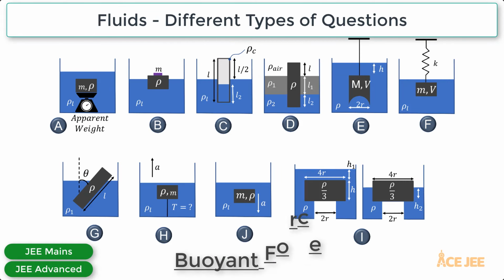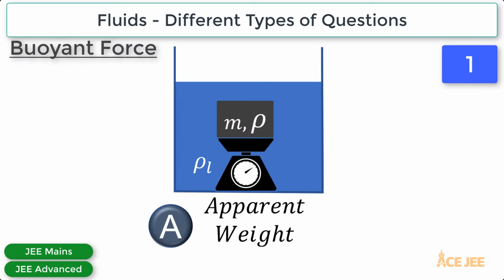Now let's talk about the questions involving buoyant force, whose magnitude is simply mass of displaced fluid times g, and direction is vertically upwards. And once again, here you can expect 10 different types of questions. So starting with the first one, here you might be asked to determine the apparent weight of an object submerged in the fluid.